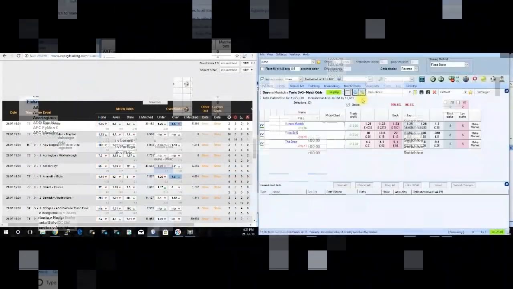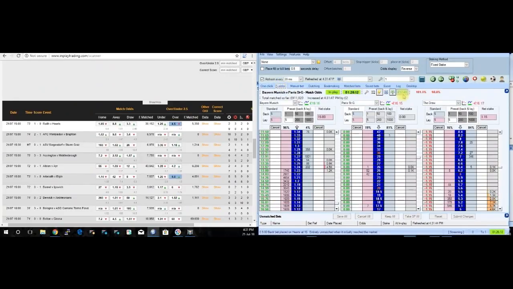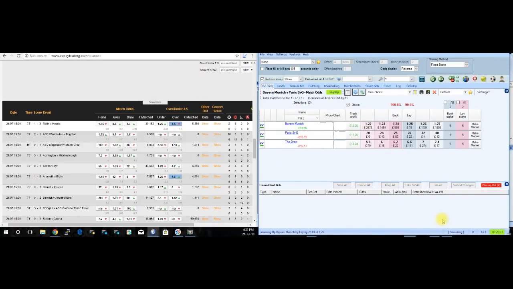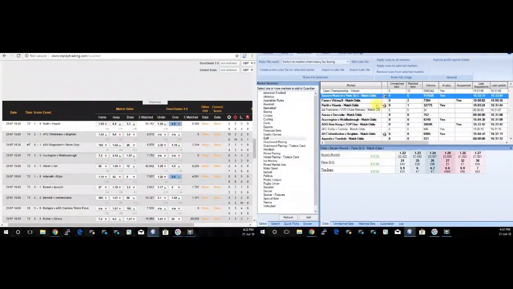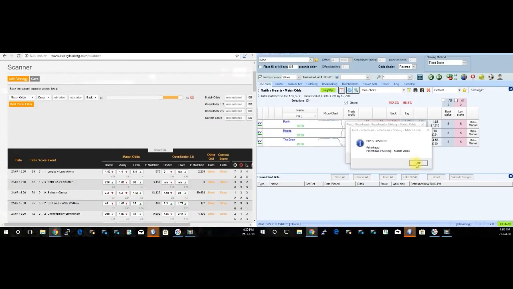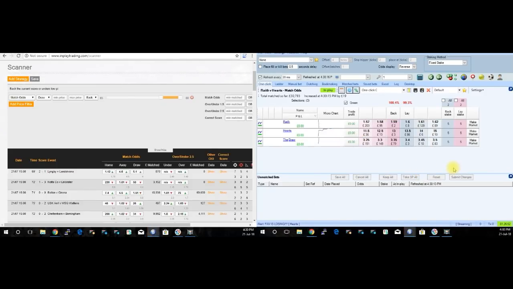So I'm just going to exit out of a trade now. It was the Bayern Munich Paris Saint-Germain game. It went in my favour, so I'm just going to green out of this one, and then the alert came. So I got two alerts in one. I got Raith versus Hearts. It told me that Hearts were the favourite, they were losing, and Peterhead and Stirling.